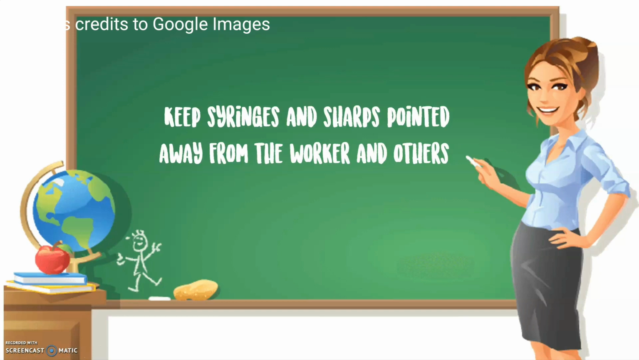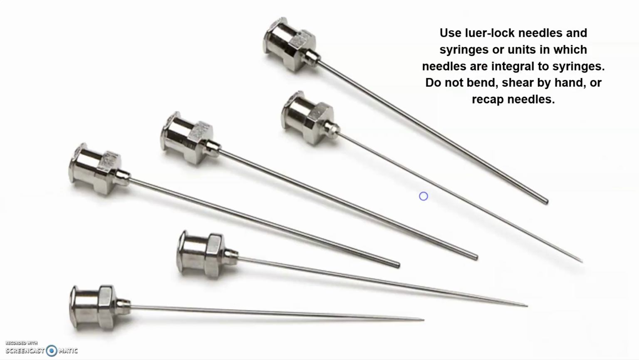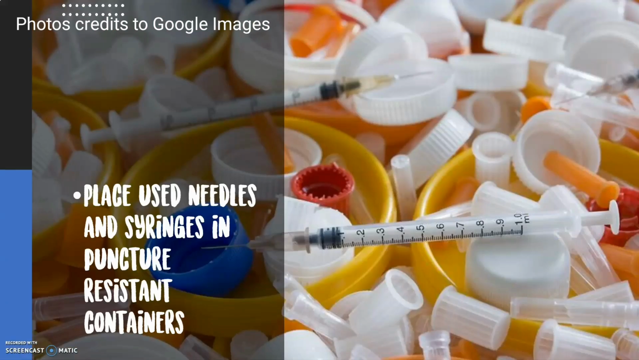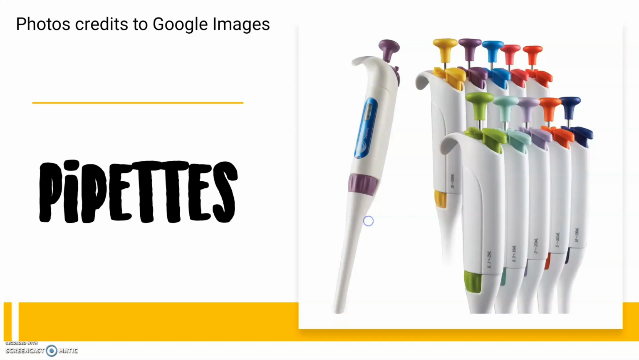Keep syringes and sharps pointed away from the worker and others. Fill syringes carefully. Avoid frothing or introduction of air bubbles. Use luer lock needles and syringes or units in which needles are integral to syringes. Do not bend, shear by hand, or recap needles. Do not disassemble a needle syringe assembly. Place used needles and syringes in puncture-resistant containers.